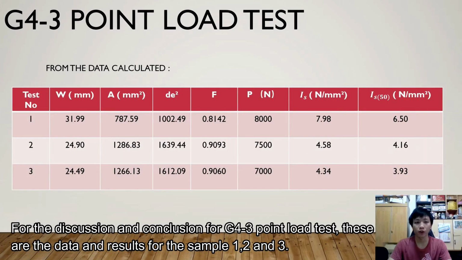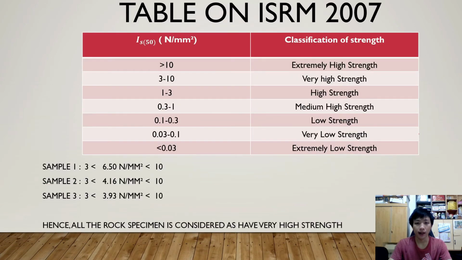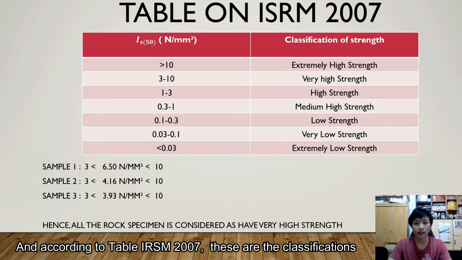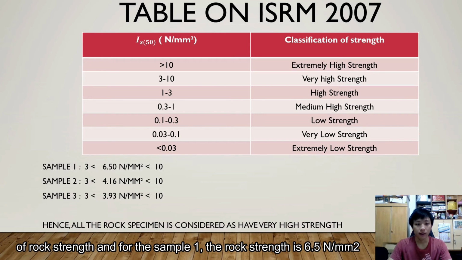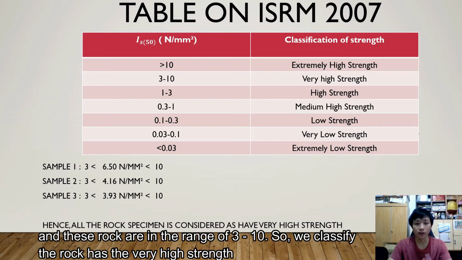For the discussion and conclusion for the point load test, this is the data and result for samples 1, 2, and 3. And according to ISRM 2007, this is the classification of rock strength. For sample 1, the rock strength is 6.5, sample 2 is 4.16, and sample 3 is 3.93 newton per millimeter square. These rocks are in the range of 3 to 10, so we classify the rock as very high strength.